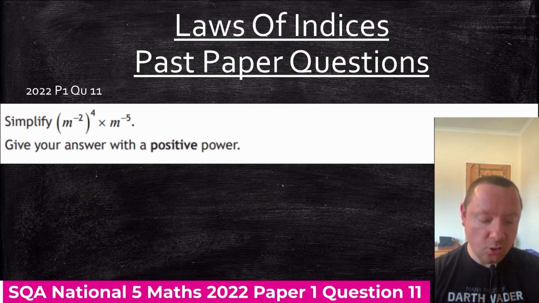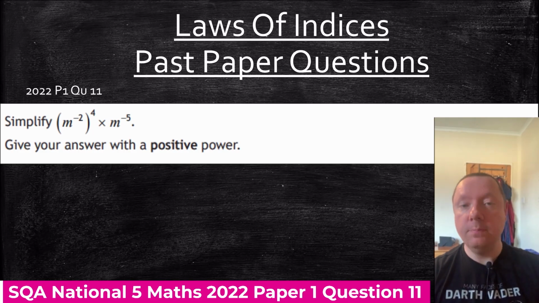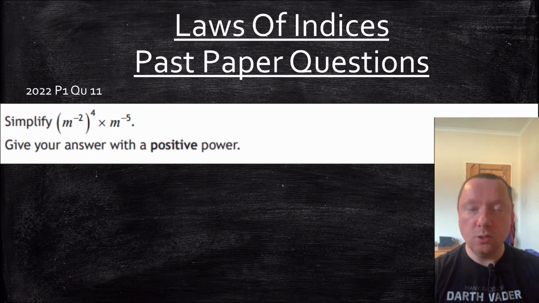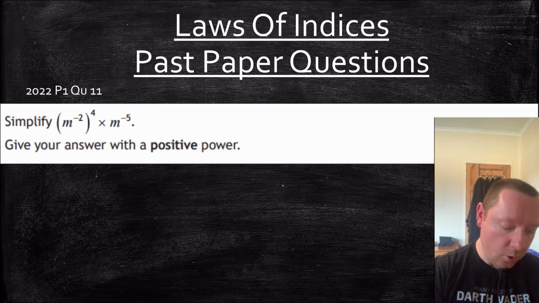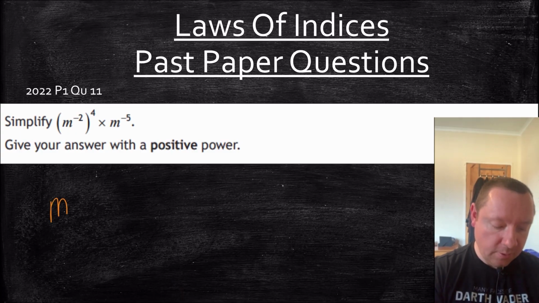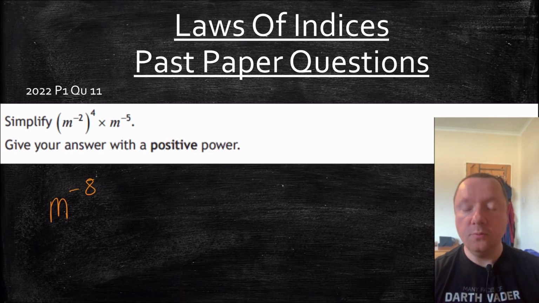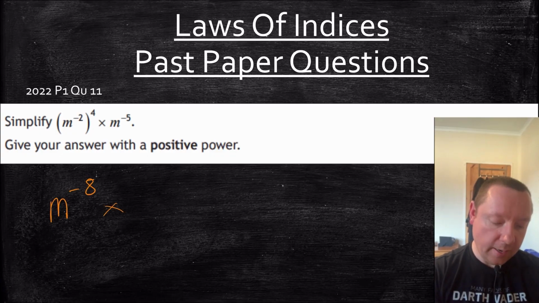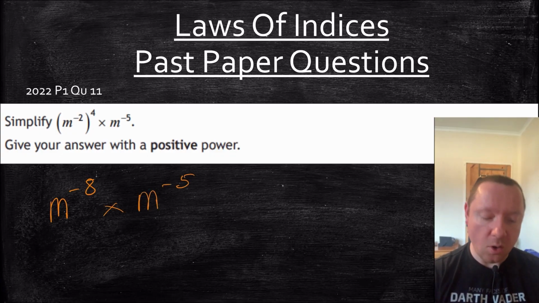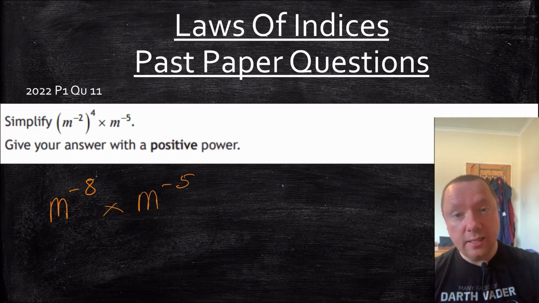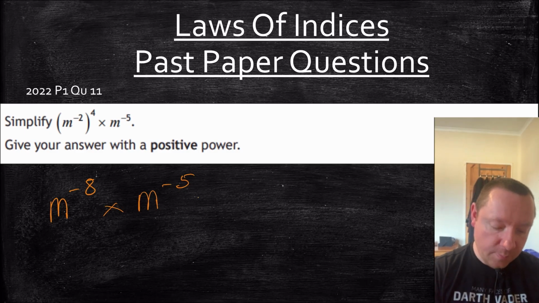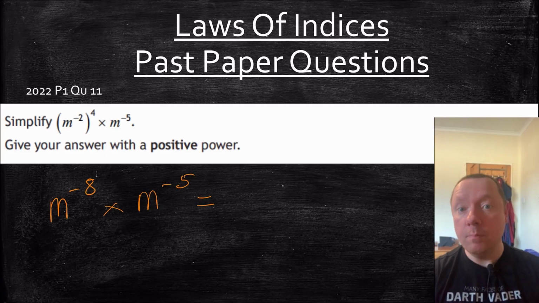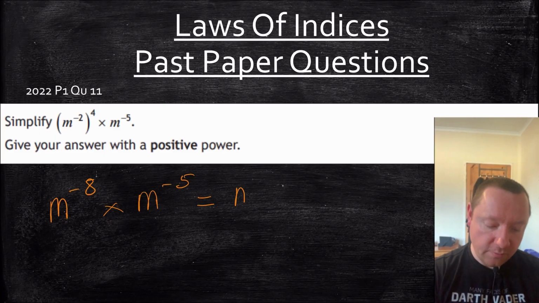m to the minus 2, all to the power of 4 times m to the minus 5. Leave your answer with a positive power. So I use the power rule, and straight away I get m to the minus 8, because minus 2 times 4 is minus 8, times by m to the minus 5. Don't be tempted now to times these together. If it's times in indices, you add the powers. So I add the powers, minus 8 plus minus 5 is minus 13.